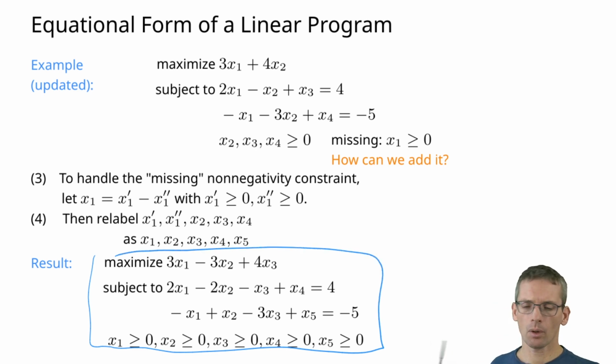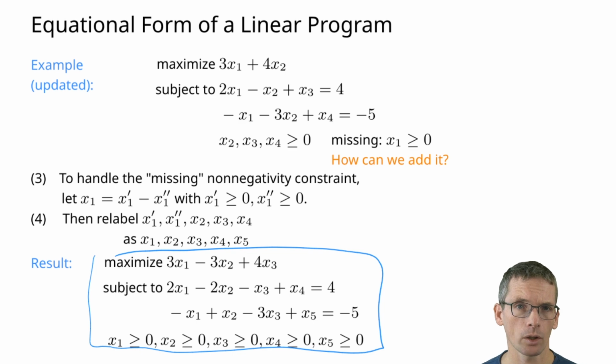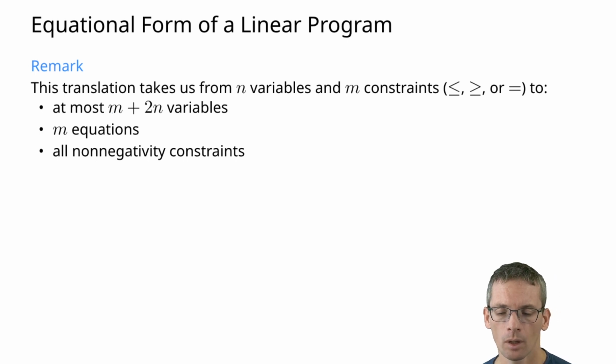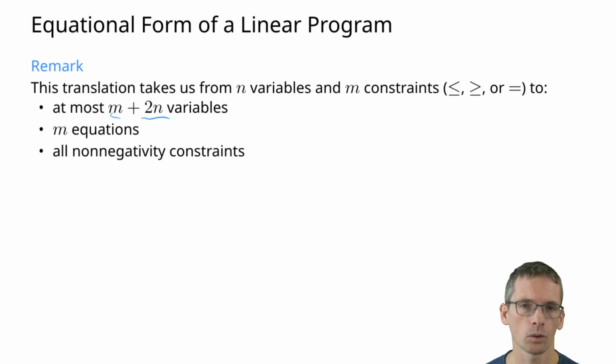Any linear program we can bring into equational form, and also the complexity does not increase significantly. If we previously had n variables and m constraints, then we have at most m plus 2n variables, and the number of constraints does not increase, so we still have m constraints or equations.